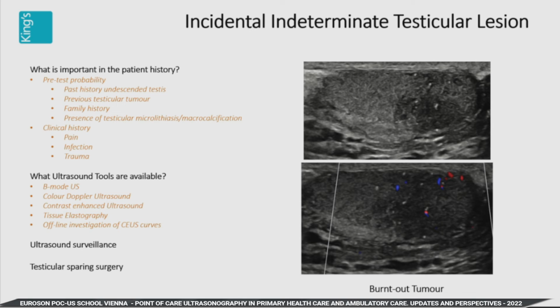And what are the tools that you have? Well, B-mode ultrasound is the most important tool here because it tells you quite a lot. Adding color Doppler increases that. Contrast-enhanced ultrasound takes you to another level for vascularity. Tissue elastography or strain elastography, and shear wave elastography, are very good as well, but you need to use them in conjunction with everything else. And then the offline analysis of the CEUS curves after the injection of contrast is also very important.